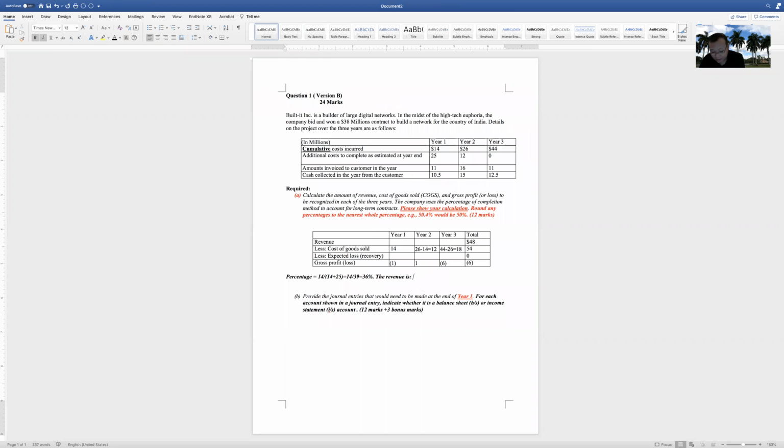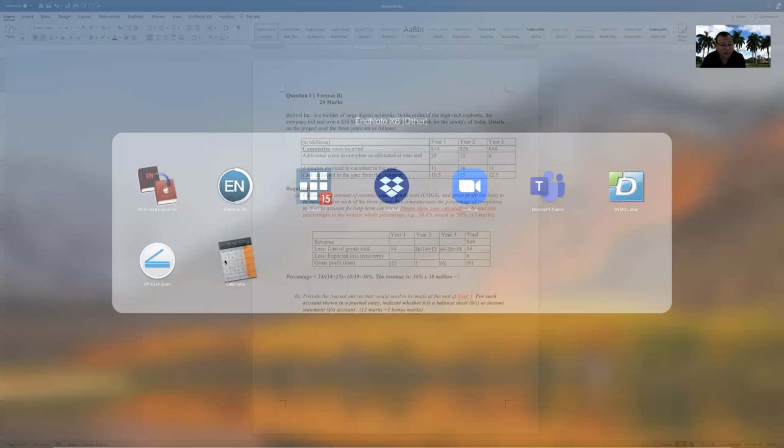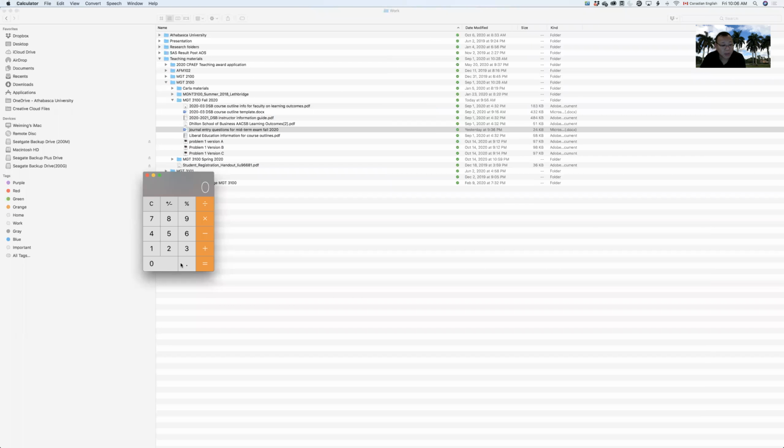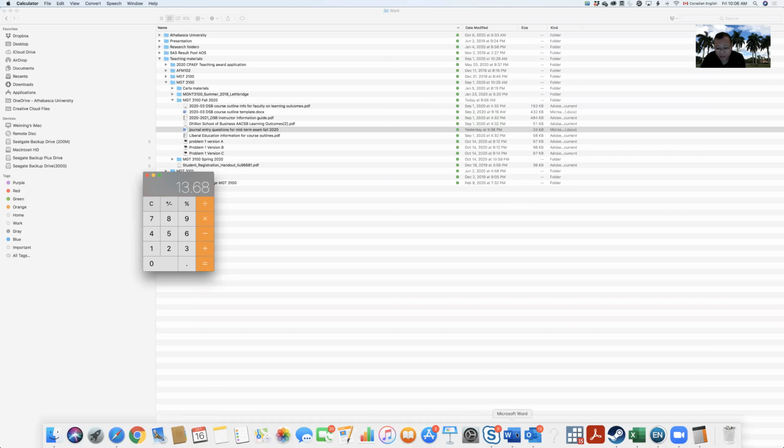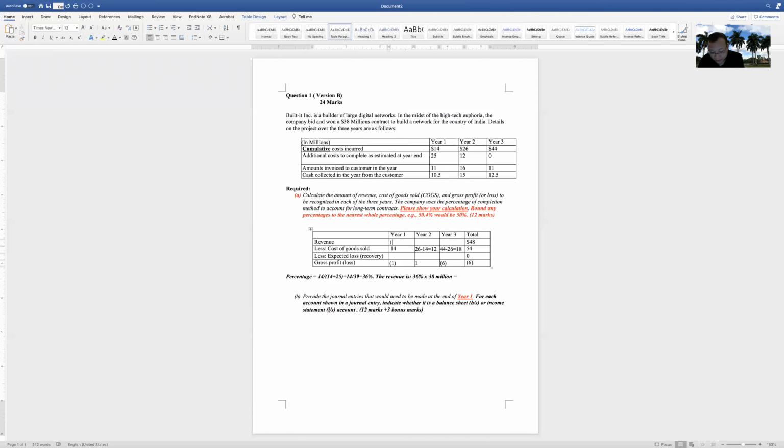And the revenue is 36% times 38 million. So that equals 0.36 times 38, which is 13.68. Okay, so here I have 13.68 million. Now for year 2, okay.